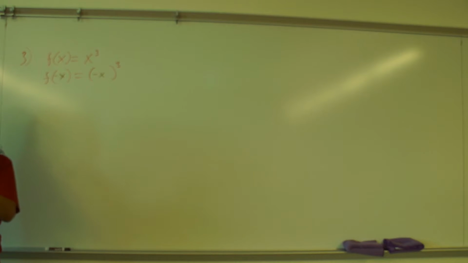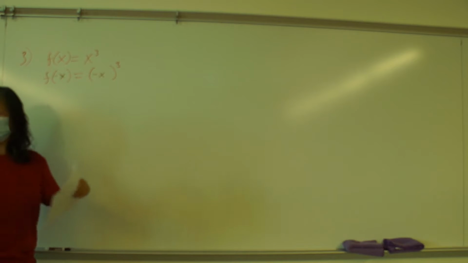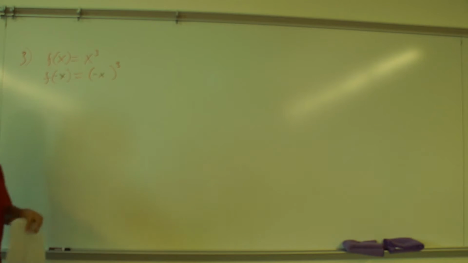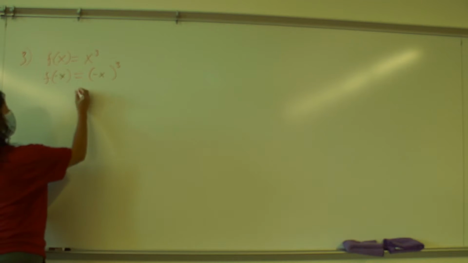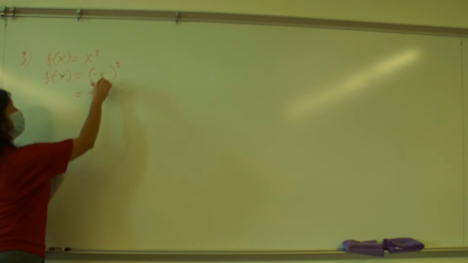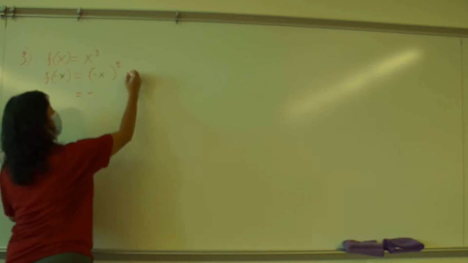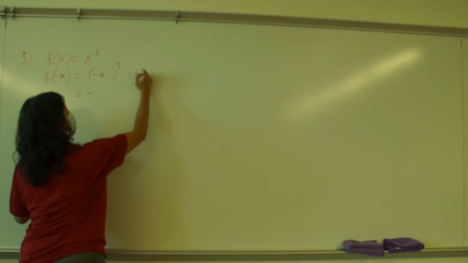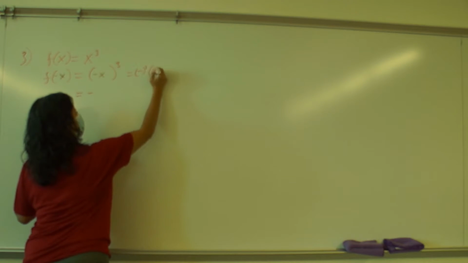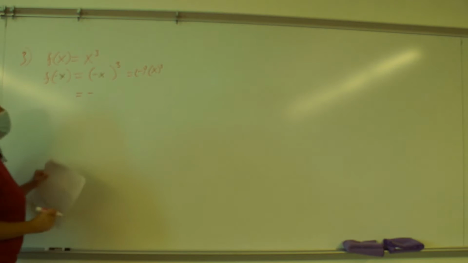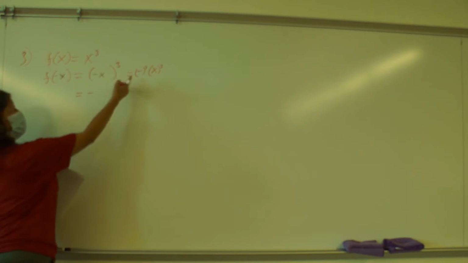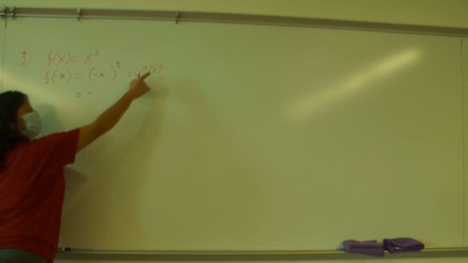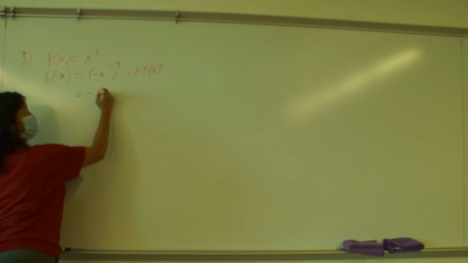Are you guys kind of all right with that? So if you have an odd number of negatives, it ends up being negative. If you have an even number, it ends up being positive. So this is going to be negative. And then x to the third. So kind of think of it like this. Negative to the third and x to the third. Right? So the negative to the third power is negative. The x to the third power is just x to the third.